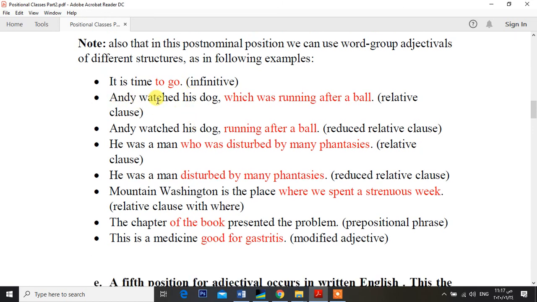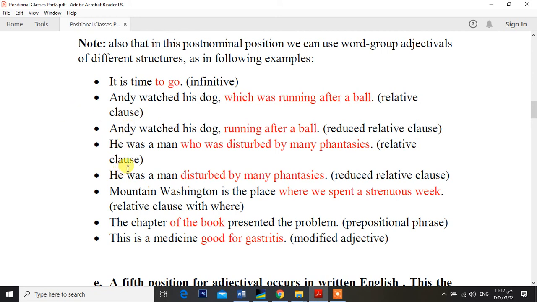The second one, Andy watched his dog which was running after a ball. Which was running after a ball is regarded as a relative clause. We can use it or we can omit some of it, like in the next sentence. Andy watched his dog running after a ball. Here it is called a reduced relative clause because we omit which and was.